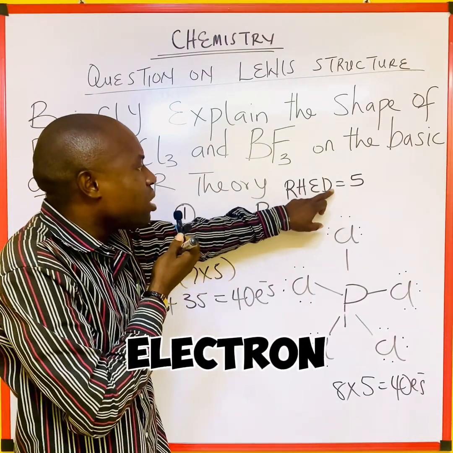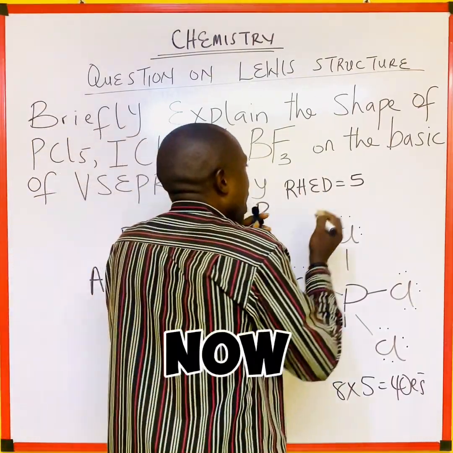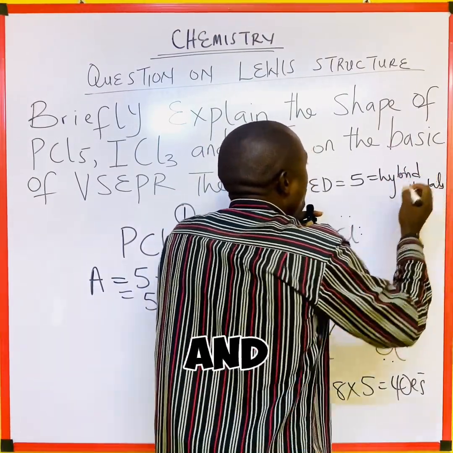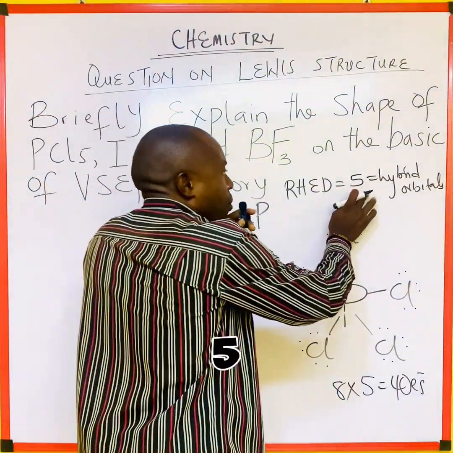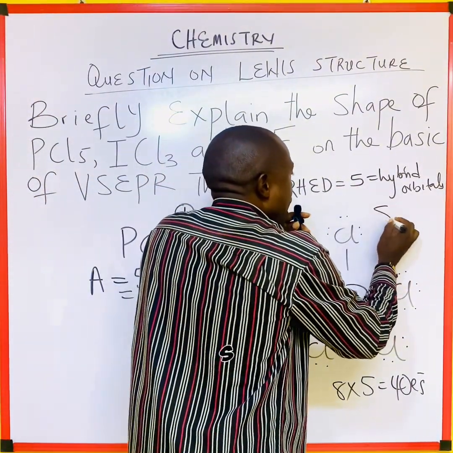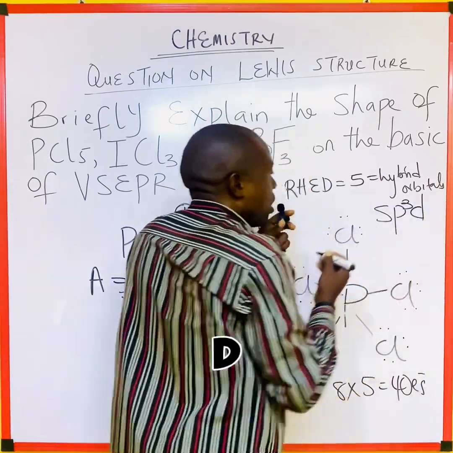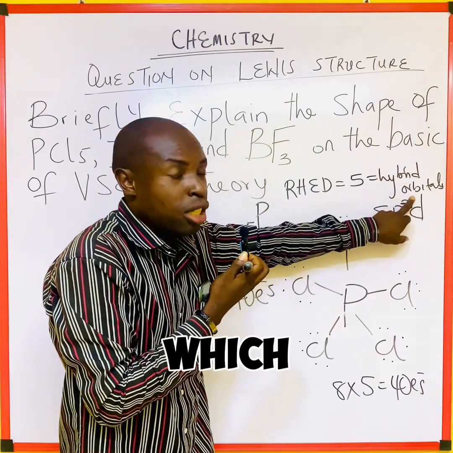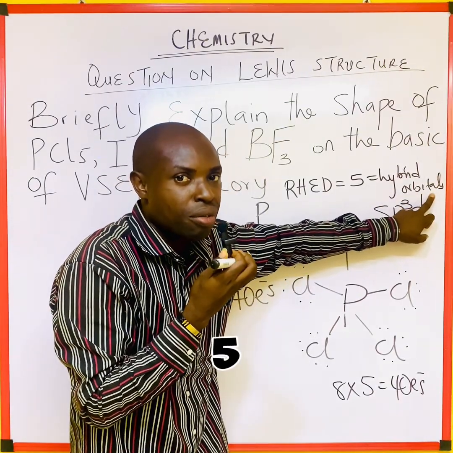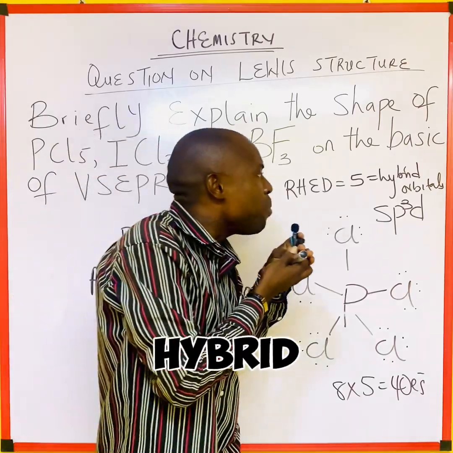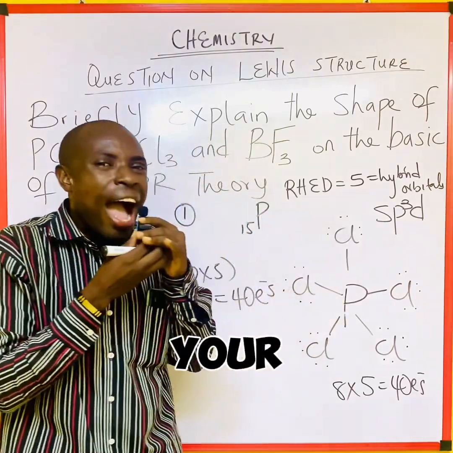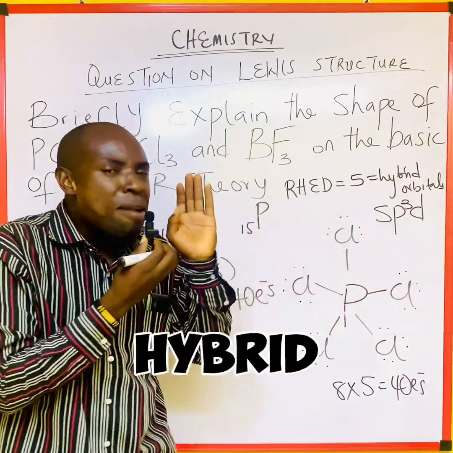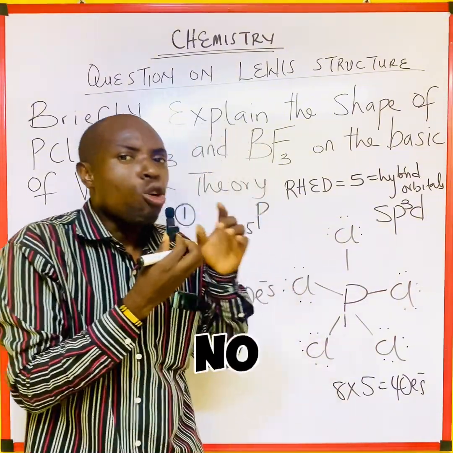We know that the region of high electron density is equal to the hybrid orbitals. And when you have hybrid orbitals of 5, it is simply sp3d. sp3 is 1 s orbital and 3 p orbitals, which is 4, plus 1 d, which is 5. So if your hybrid orbital is 5, then your hybridization should be sp3d.